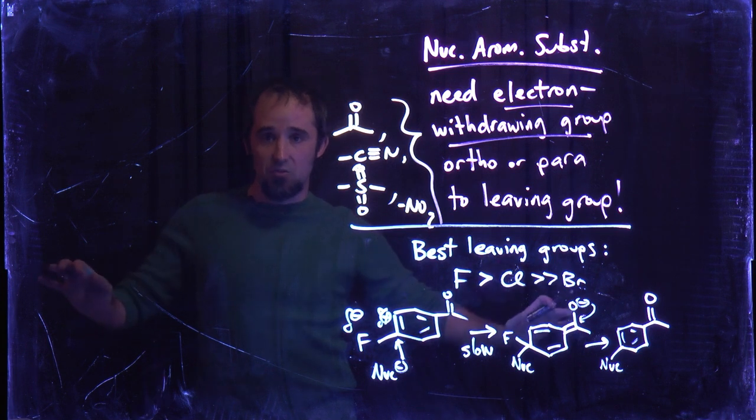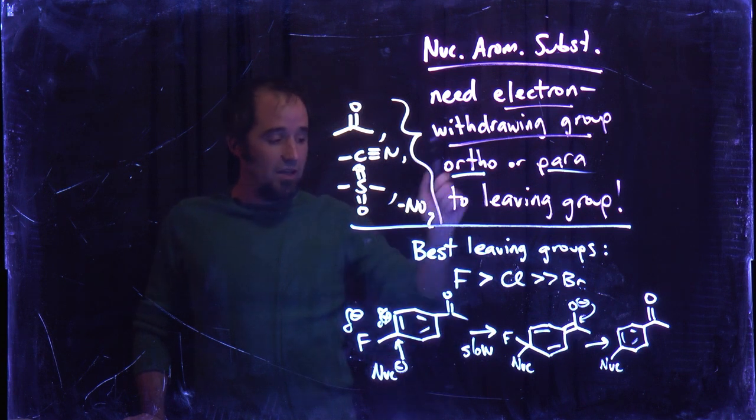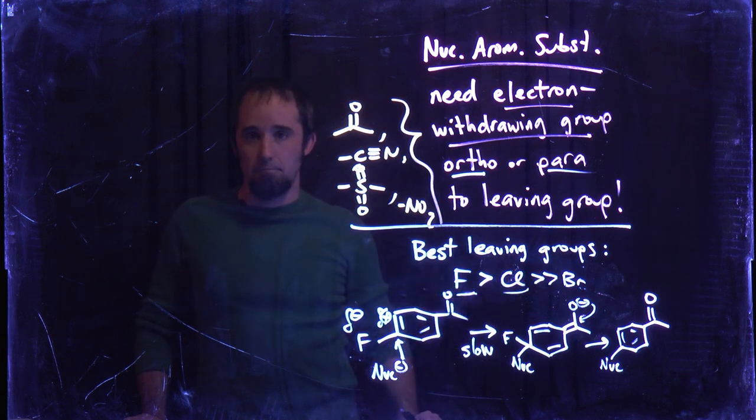So we need two things for the nucleophilic aromatic substitution. I need an electron withdrawing group, ortho or para, to my leaving group, and I need a good leaving group, preferably fluorine, chlorine. And that's why.